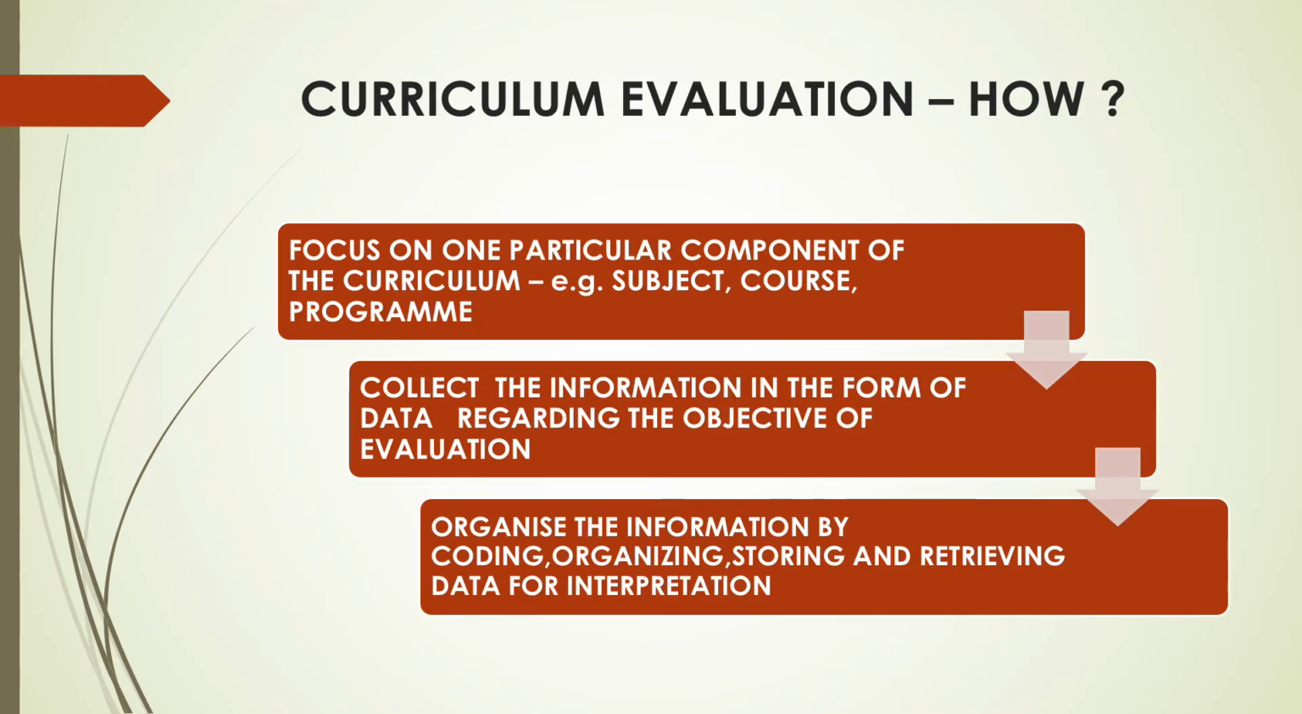How can we do curriculum evaluation? That means the process of curriculum evaluation. There are certain steps which are followed. First is, whenever we are evaluating, we have to focus on one particular component of the curriculum at a time. We can assess all the components, but then they can be assessed at different times. It's not necessary that we assess them all together. So one particular component can be taken at a time, subject, course, program, etc.